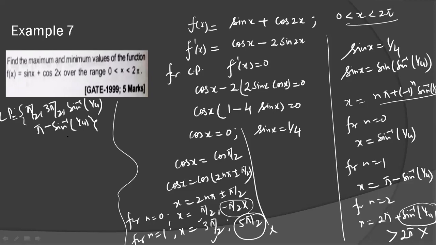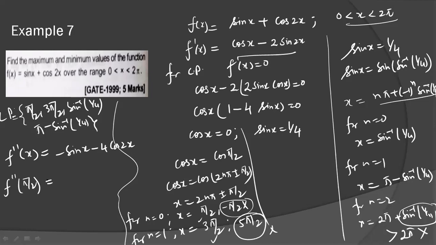At these points, you have to check the second derivative. Now, how to check the second derivative here? F double dash x, you just differentiate it again: minus sine x minus 4 cos 2x. Now find the value at pi by 2.